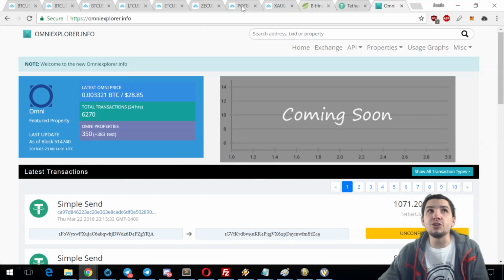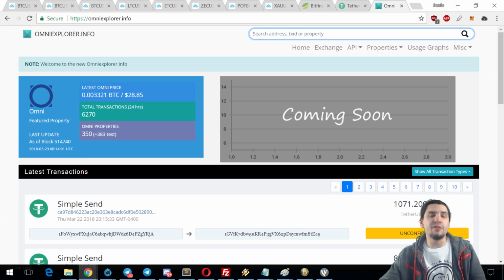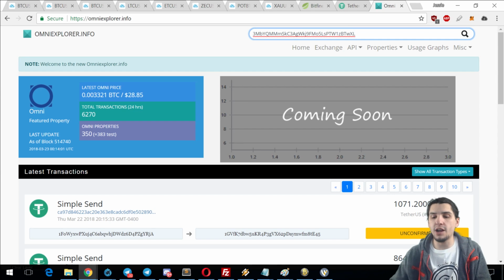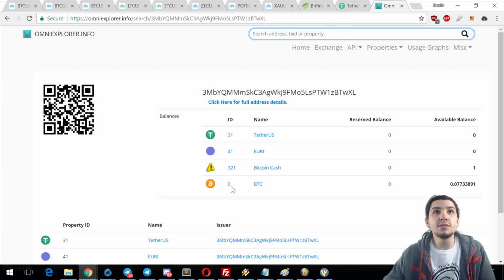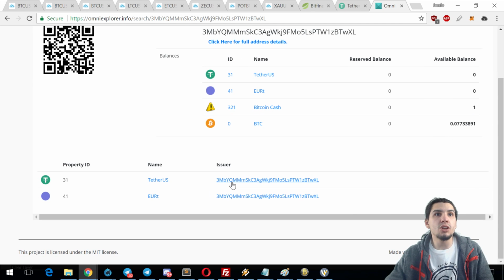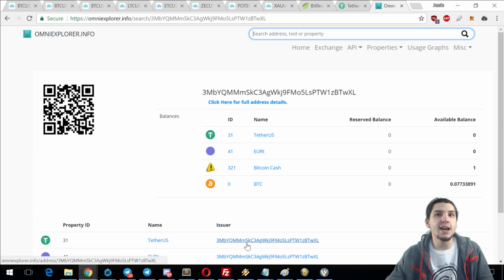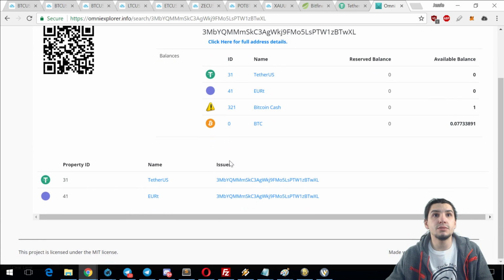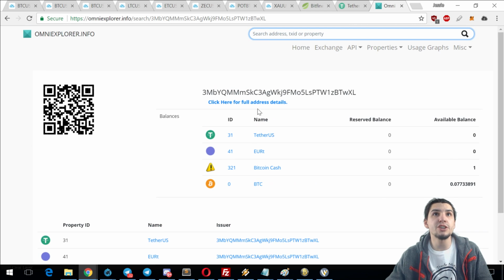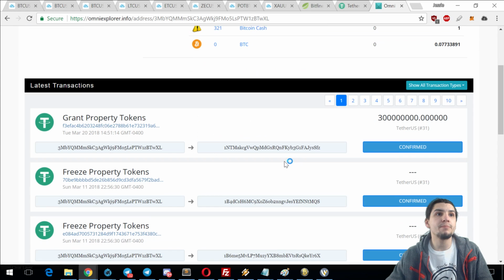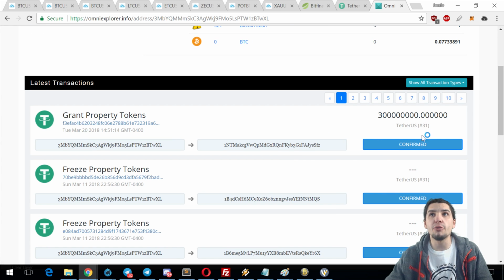So what we're going to do is go to omniexplorer.info, and I have an address here that I'm going to search. This is the address where I see a lot of Tethers just created into it. How do we look up the full information? How do we get the whole history? They changed their website. Oh, here we go.